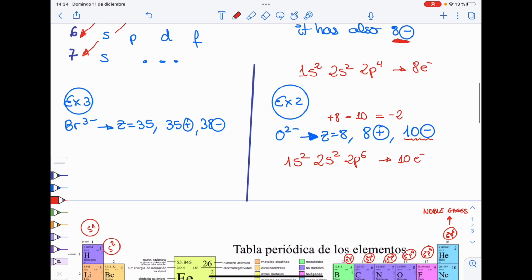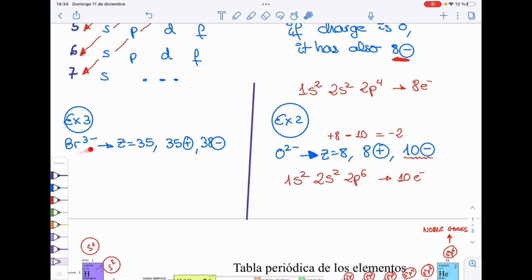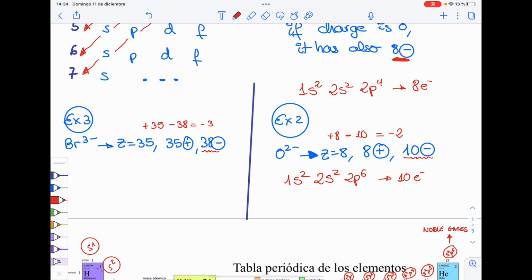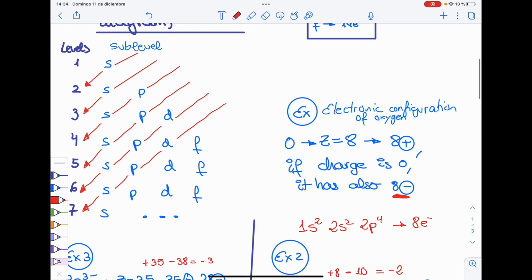Okay, let's go to the third example. In this case, they tell me that I have this -3, this is bromo, and then they tell me the atomic number, which is 35. This means that I have 35 protons, and if the charge is -3, I need 38 electrons. Why? Remember that if you have 35 protons minus 38 electrons, the charge is going to be -3. So I'm going to have 38 electrons, and I'm going to start as I did on the previous examples.